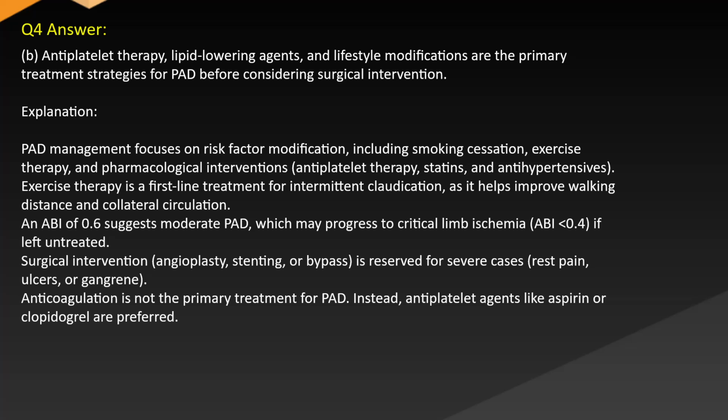An ABI of 0.6 suggests moderate PAD, which may progress to critical limb ischemia (ABI below 0.4) if left untreated. Surgical intervention, angioplasty, stenting, or bypass, is reserved for severe cases: rest pain, ulcers, or gangrene. Anticoagulation is not the primary treatment for PAD. Instead, antiplatelet agents like aspirin or clopidogrel are preferred.